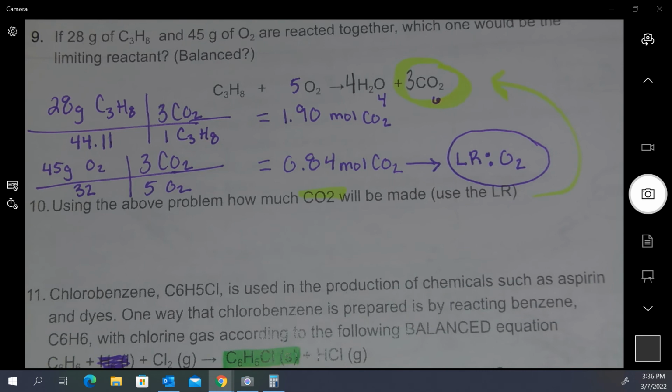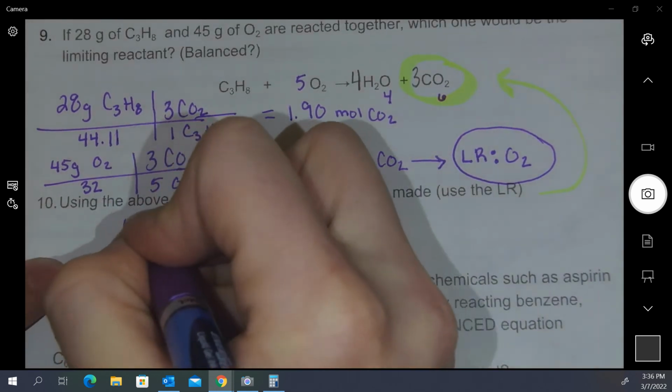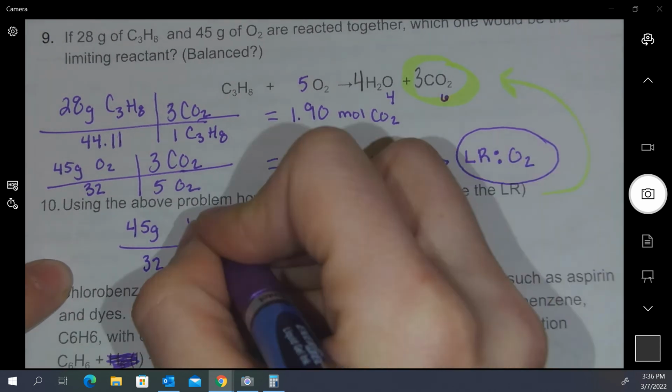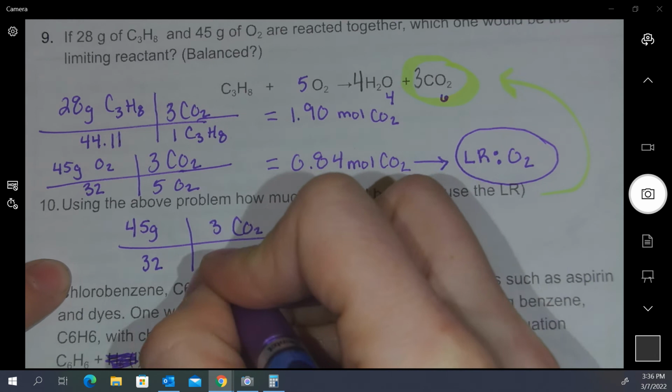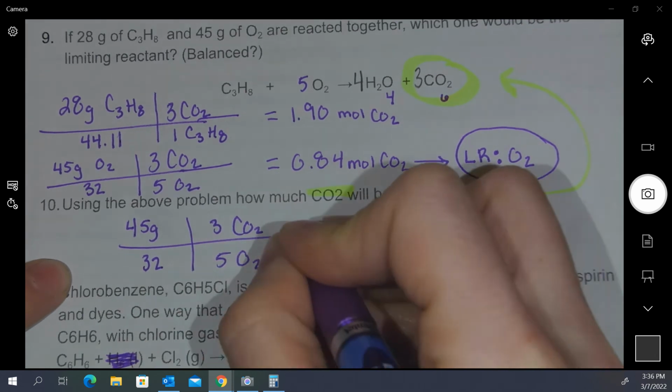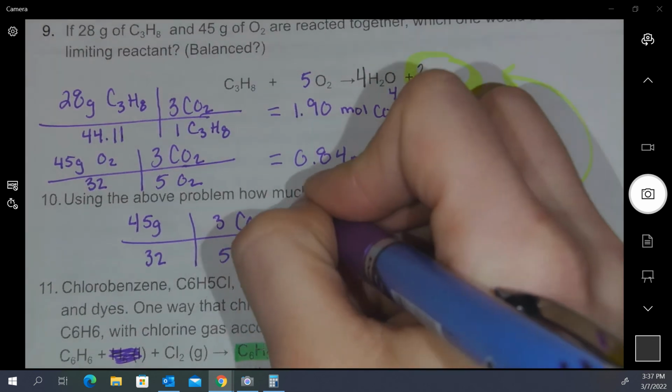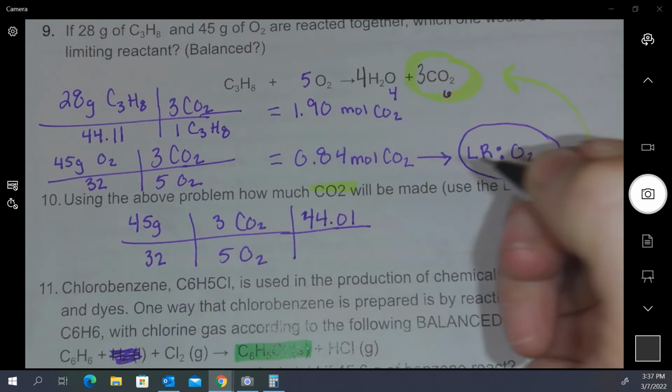Very good. It says using the above problem, how much CO2 will be made? So we're going to take our oxygen flow chart, or our oxygen train tracks. We're just going to finish it out. I'm going to multiply times the molar mass of CO2, 32 plus, oh God, I'm having trouble with math today. 44.01.